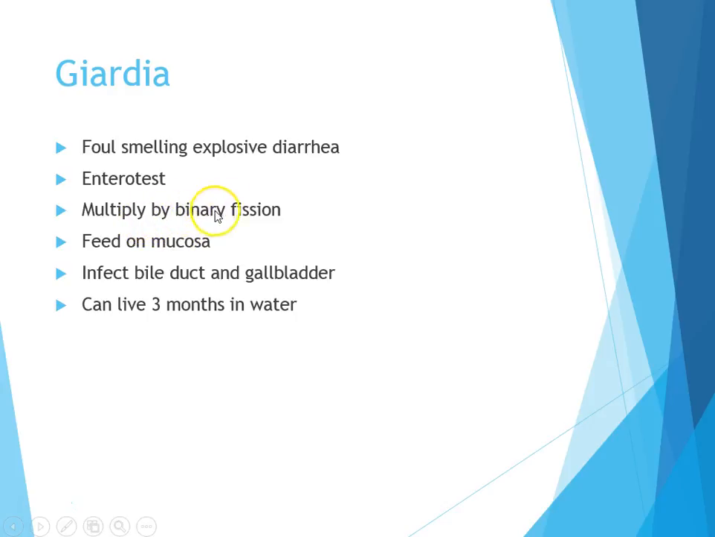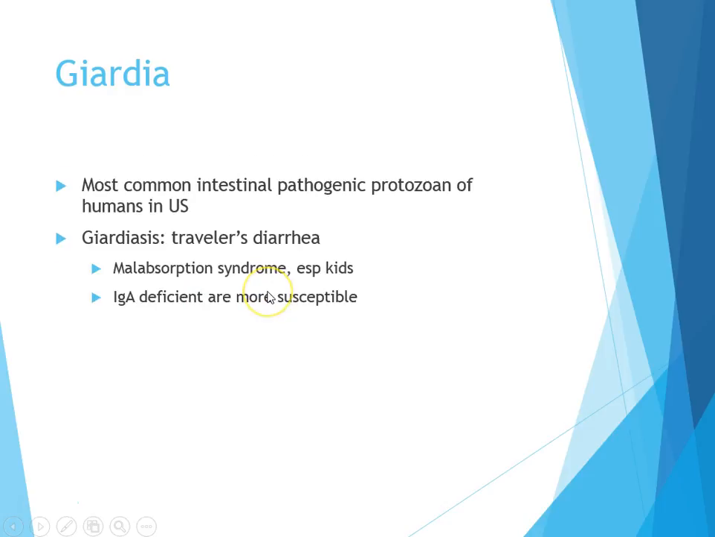They multiply by binary fission. They feed on the mucosa of the intestines. They can infect the bile duct and the gallbladder, and they also can live in water for up to 3 months. You need to know this. This is the most common cause of intestinal pathogenic protozoan in humans in the United States.